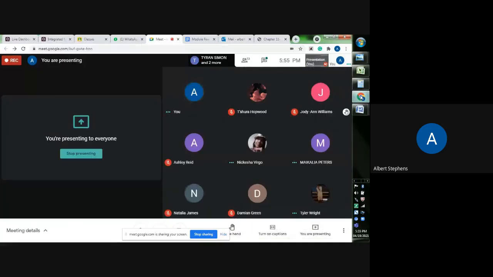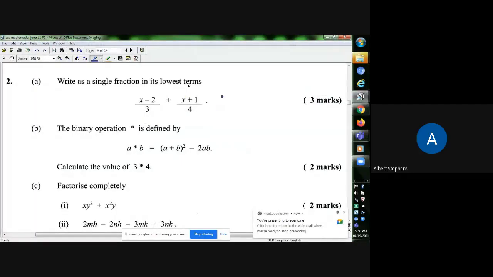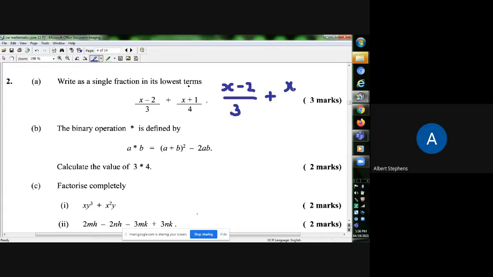What's the LCM of 3 and 4? 3 and 4. It's 12. Right. I'm going to write it over on this side. 12. Right, so the LCM is what? It's 12. So three, how many groups of three can you get out of 12? It will be four.